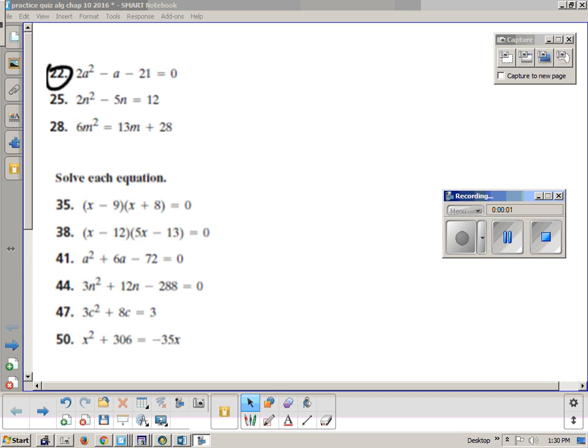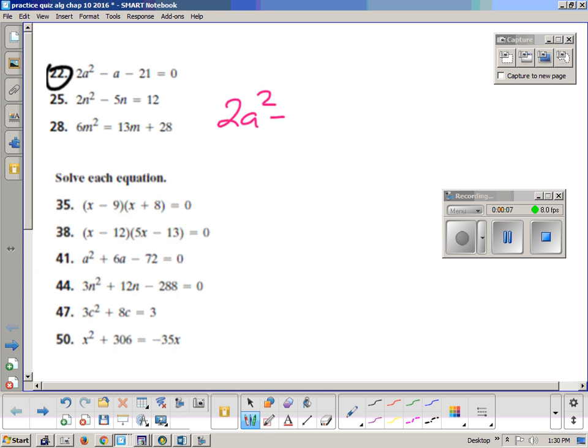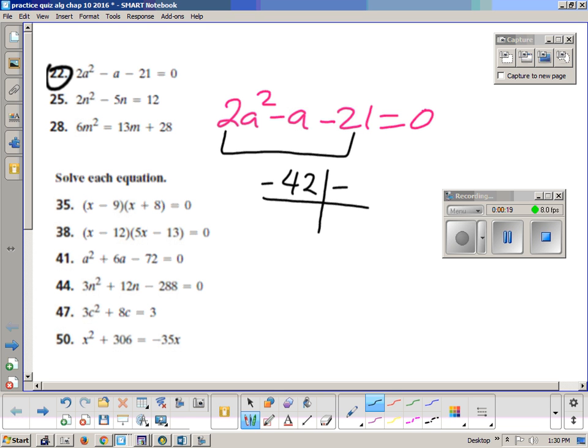Okay, we're going to go over homework that was due today. So I'm going to do 22 first. 2a squared minus a minus 21 equals 0. For this one, you're going to multiply 2 times 21, which is negative 42. Factors of negative 42 that add up to 1. And that's going to be negative 7 and 6.